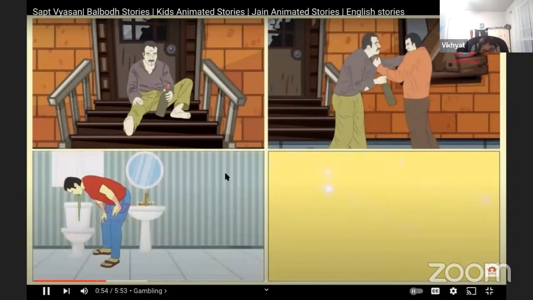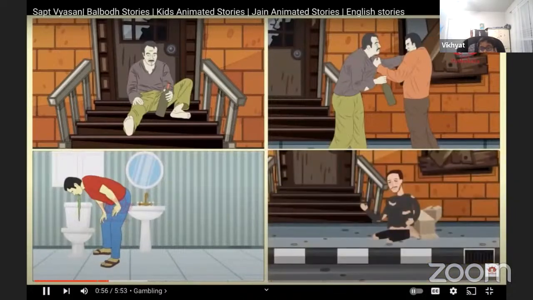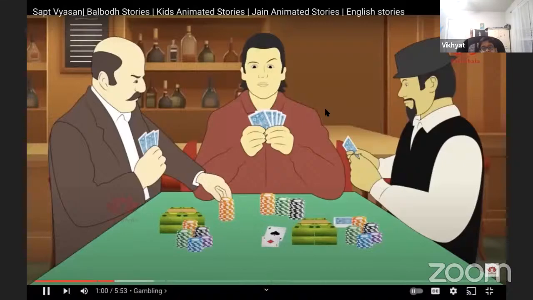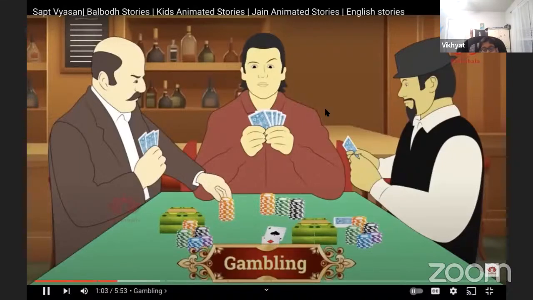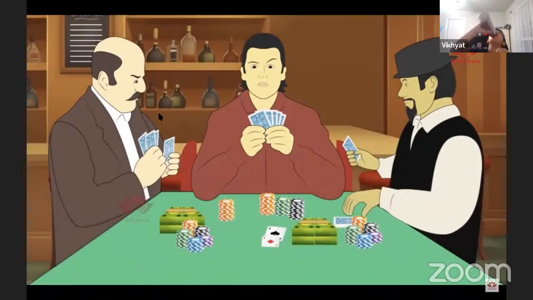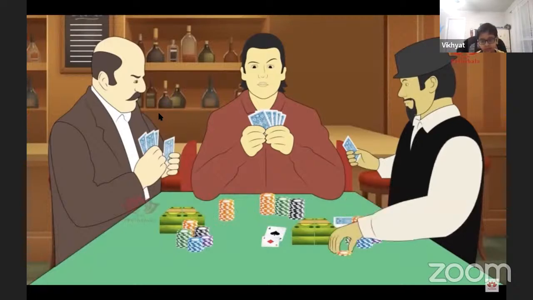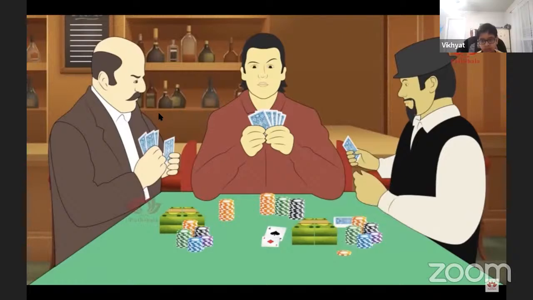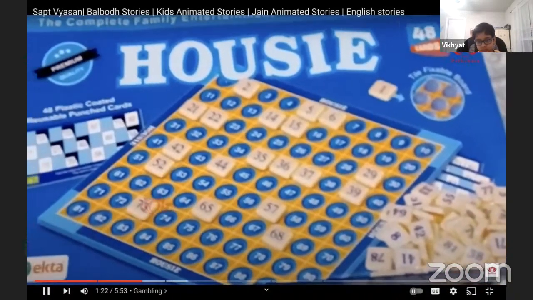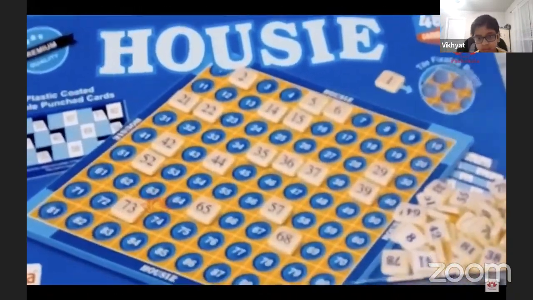Similarly, there are some actions which can spoil our life. Let me tell you about such actions. The first one is gambling. Any such game which involves using money or placing a bet to decide a winner is known as gambling. For example, playing lotto or raffle. Some people play cards or housey by betting on money. Even this is called gambling.